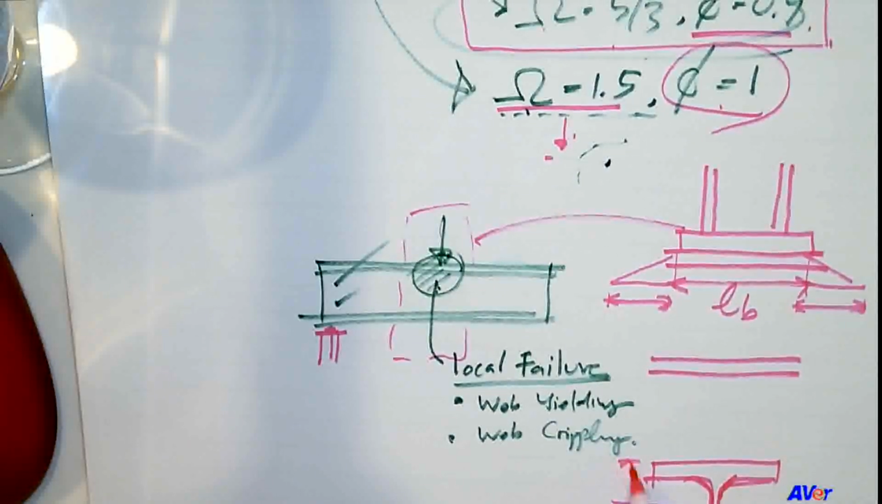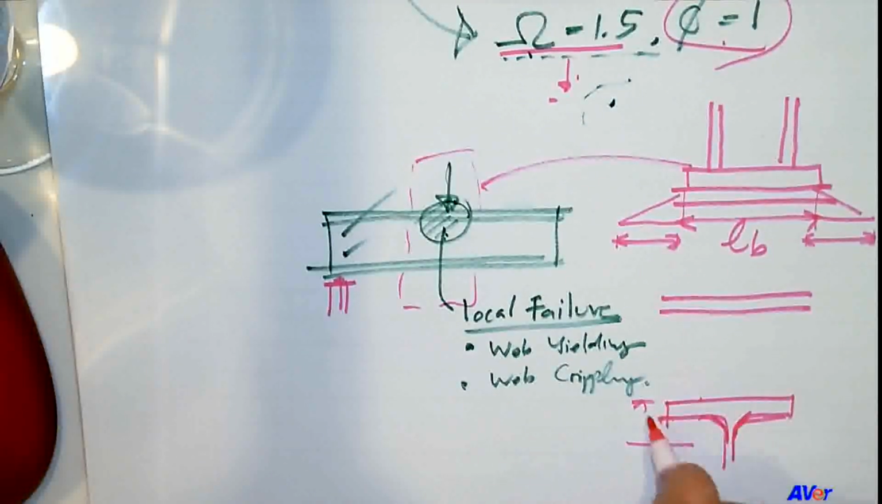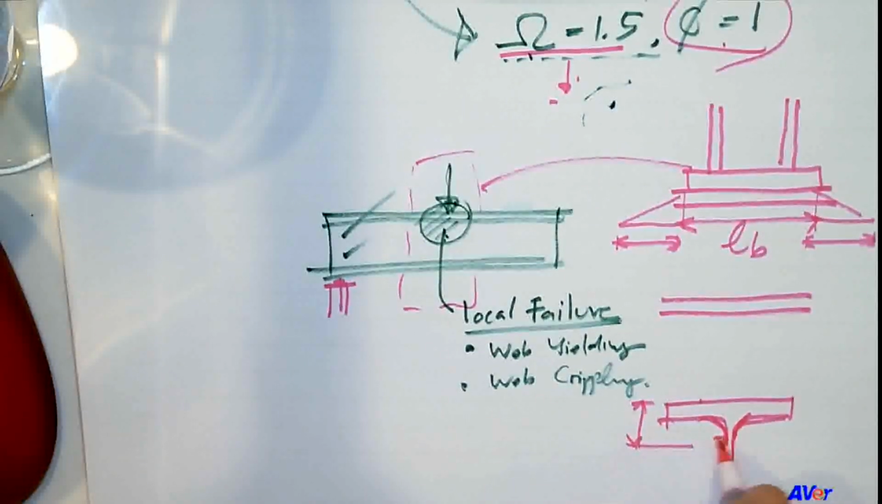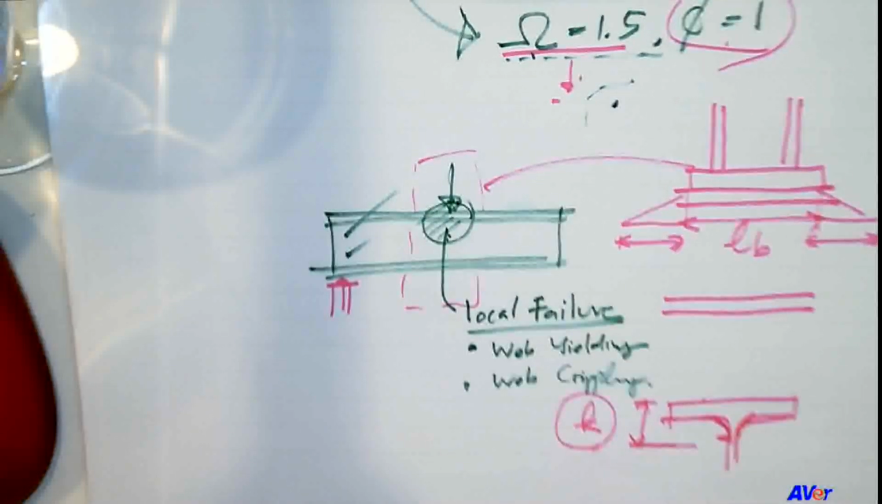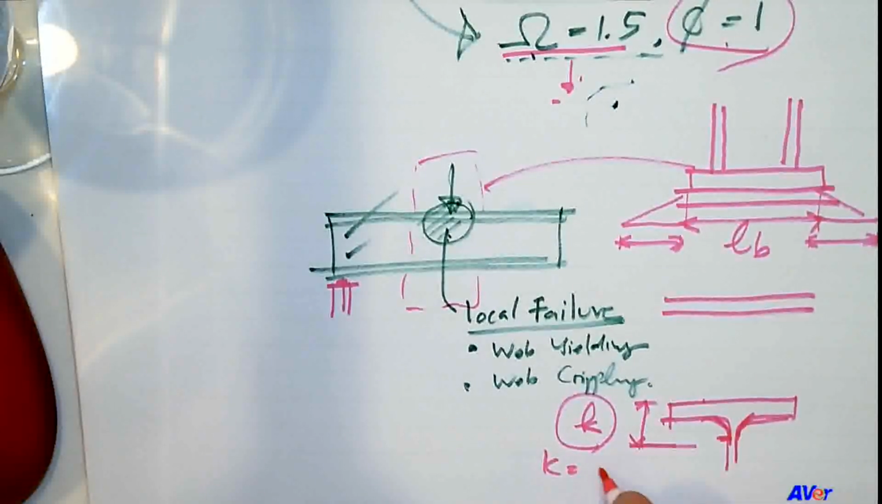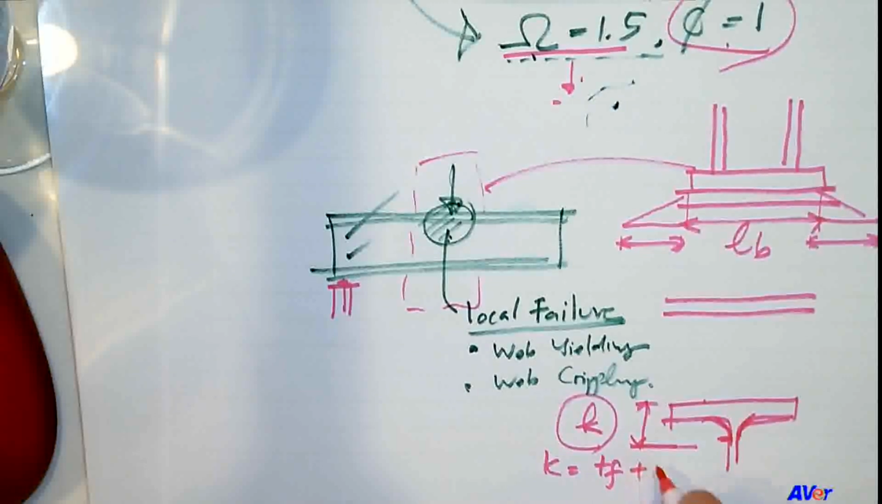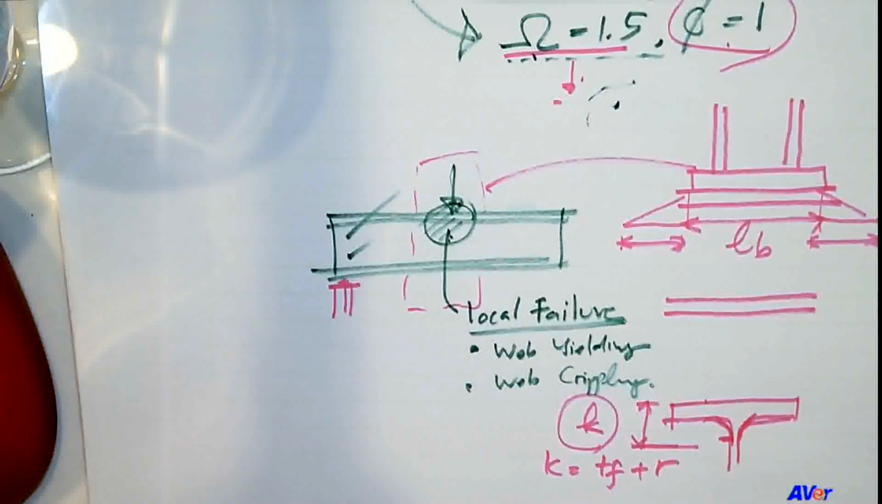This distance from the end of the flange down to the end of the fillet here is called K. Again, all the K's are available in the table. But K itself is equal to the thickness of the flange plus the radius of the fillet. That's K. And the failure will occur right at the end of the fillet here.